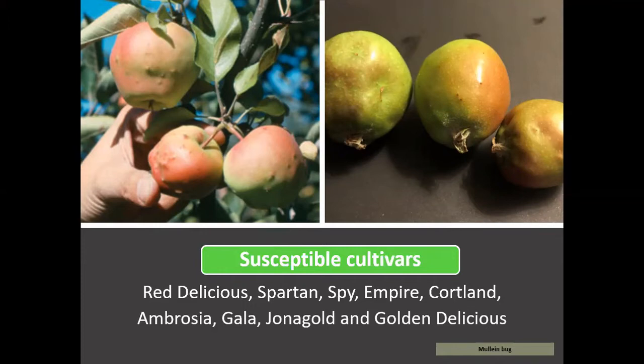So there are susceptible cultivars, in particular to mullen bug, and these include things like Red Delicious, Spartan, Spy, Empire, Cortland, Ambrosia, Gala, Jonagold, and Golden Delicious. So if any of these cultivars are present within the block, then focusing your monitoring program for mullen bug in these areas will really help give an idea of what the population levels are like.